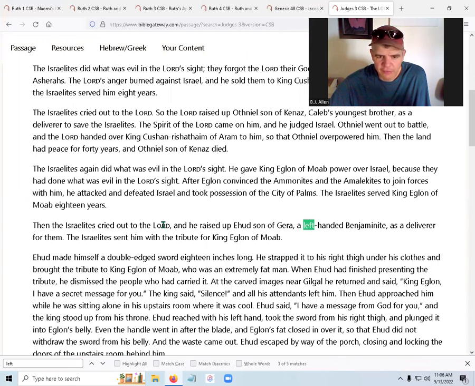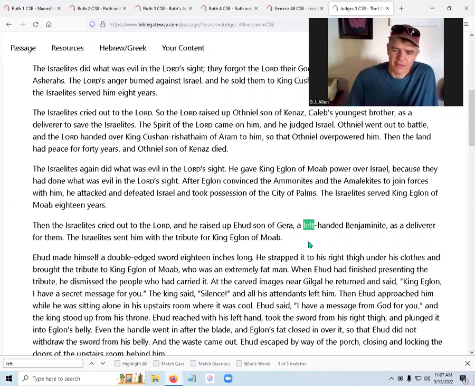Then the Israelites cried out to the Lord, and he raised up Ehud, son of Gera, a left-handed Benjaminite, as a deliverer for them. The Israelites sent him with tribute for King Eglon of Moab. Their deliverer, a left-handed guy, they're sending to King Eglon to give him tribute. Tribute is money. Okay, either A, he's not a deliverer yet, and they don't know that, but when he does deliver them, or B, they're like, hey, you're our deliverer. We're going to send you, and you're going to take this tribute, but you're going to, his left hand. All right?